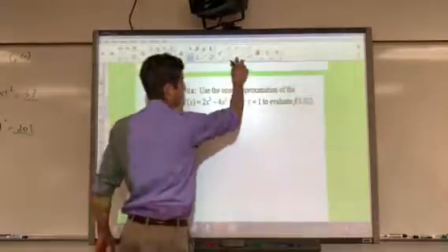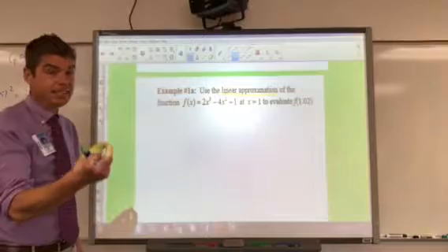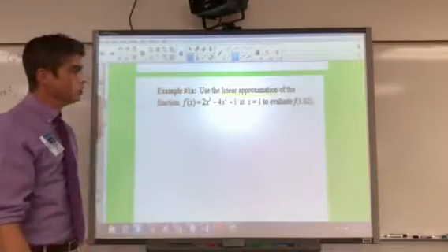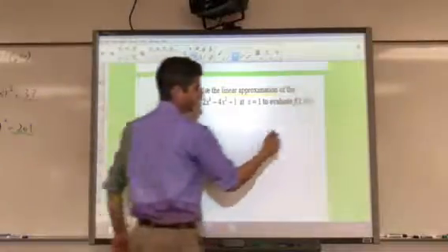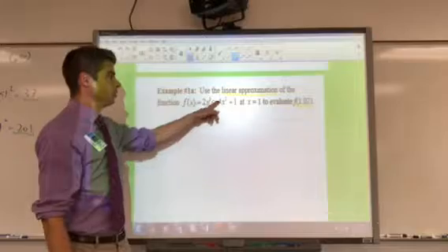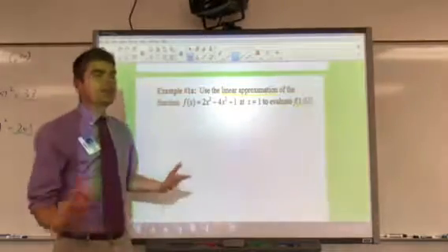Okay, so let's look at the phrase linear approximation. We're going to use the tangent line as opposed to the function to evaluate f of 1.02. I think it's very unreasonable to actually compute 1.02 cubed and so on. We're not testing arithmetic, we're trying to learn calculus.